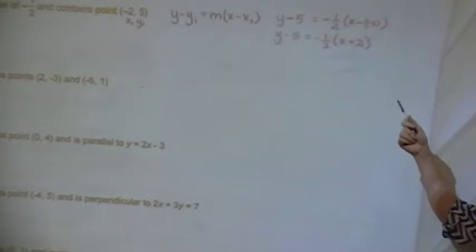There's nothing wrong with that. That is a perfectly acceptable equation of a line. And in calculus, a lot of times we leave them this way. However, they told us that we had to put it in slope-intercept form and standard form. This is neither. This is point-slope form. So I have to go ahead and distribute my negative 1/2 and move my 5.